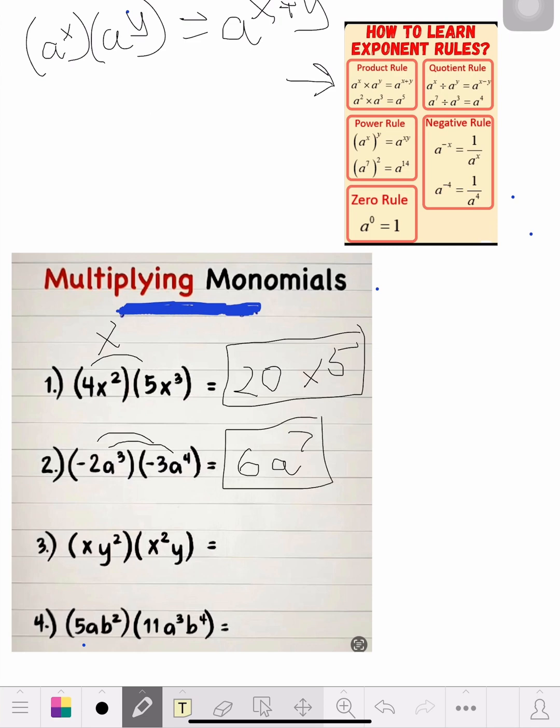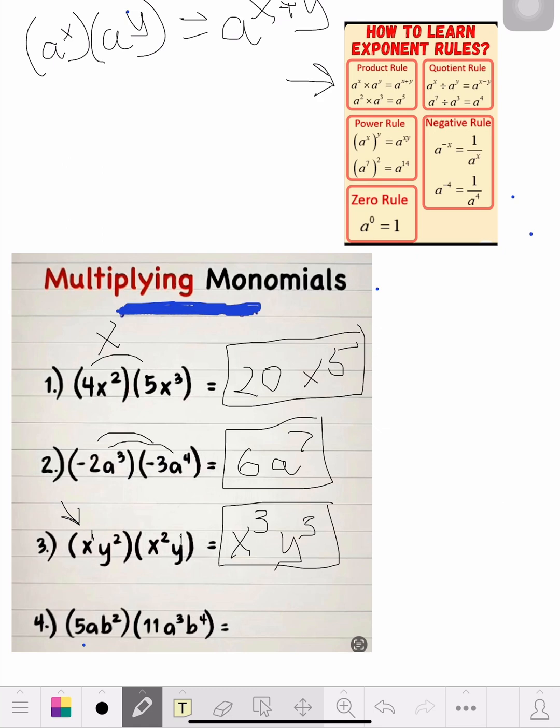Okay, let's go to the next one. So we now have 2 variables instead of that, but we do it the same way. So we get x. Now this x is really x1. Okay, so we get x1 times x2. So 1 plus 2 is x3. Okay, that's a little trickier. You've got to remember the x is x1. It's always x1. You can put a 1 there and it doesn't change it. Okay, but we got that. Now we got y2 times y1, remember? So we got y to the 3rd. And that's it. So let's square this one off. And see, that's all there was to that.